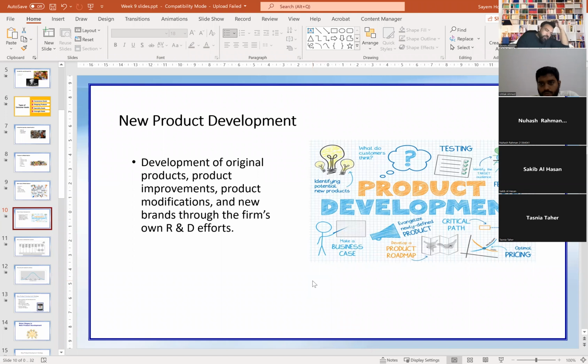But in order to develop that product, an organization or a company has to go through a rigorous process. And there are lots of steps in that. So the development of original products, product improvements, product modification, and new brands through the firm's own research and development efforts. That is what new product development is. So now we're going to talk about the steps in new product development. We'll go through all of these steps one by one.